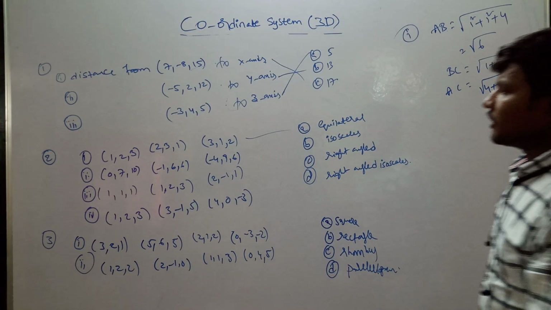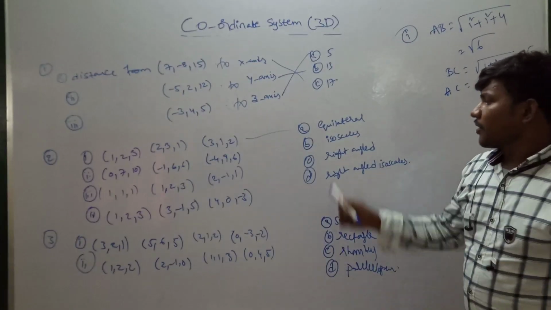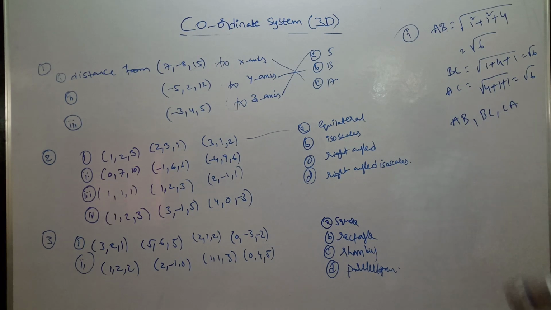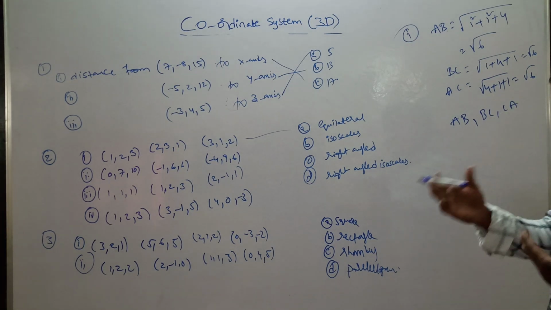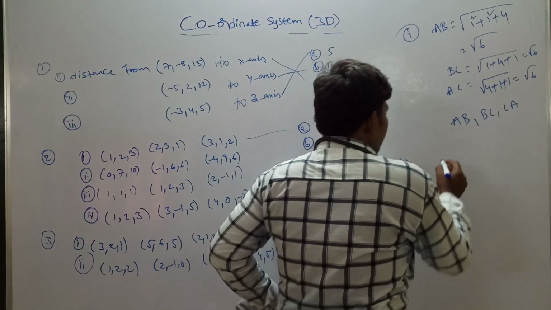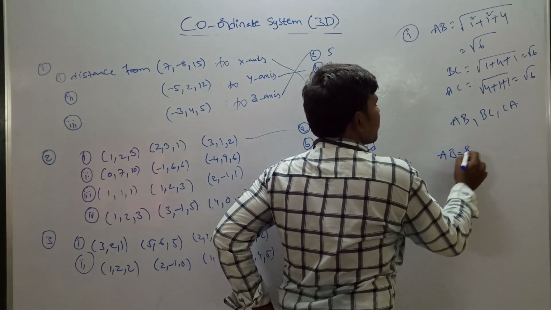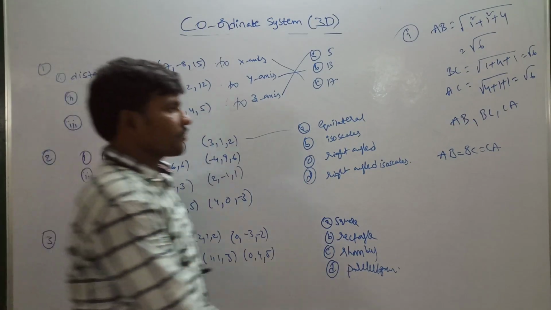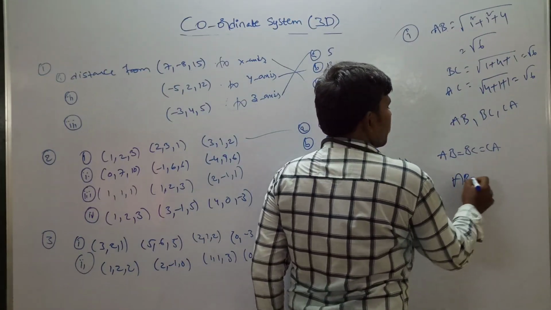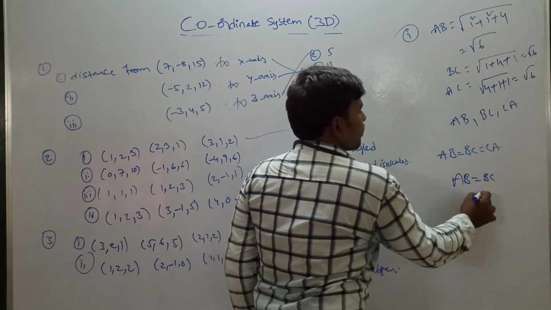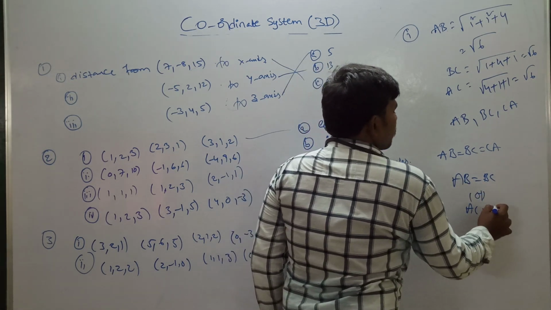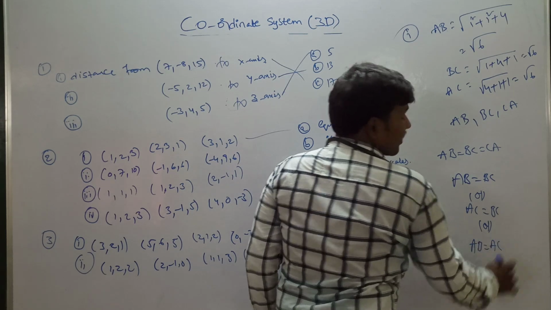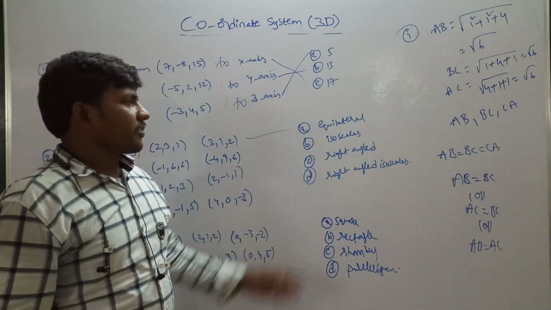Next, similarly, we find the values of AB, BC, CA. We get which triangle the 3 vertices form. If AB equals BC equals CA, then it is an equilateral triangle. If AB equals BC, or AC equals BC, or AB equals AC, that is, any two sides are equal, it is an isosceles triangle.